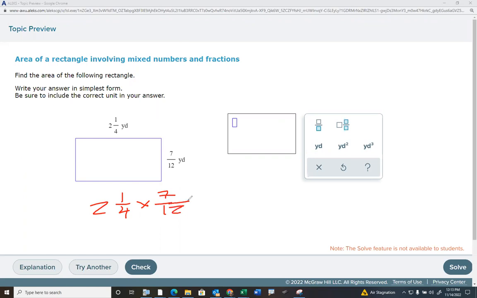But, spaghetti-o, I see a mixed number. I think I know how to handle that. 4 times 2 is 8, plus 1 is 9. So this is 9/4 times 7/12.